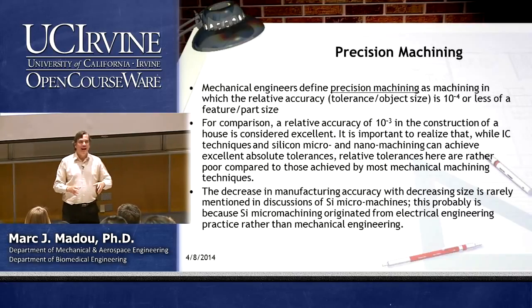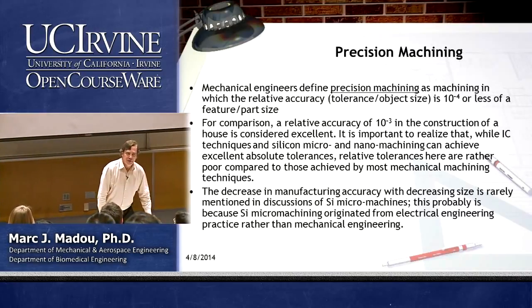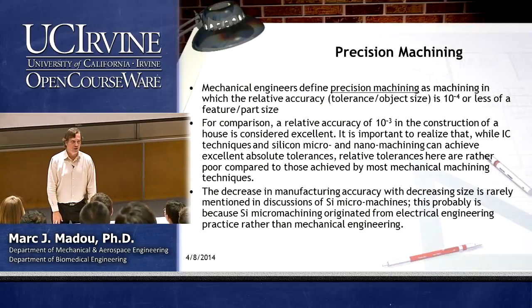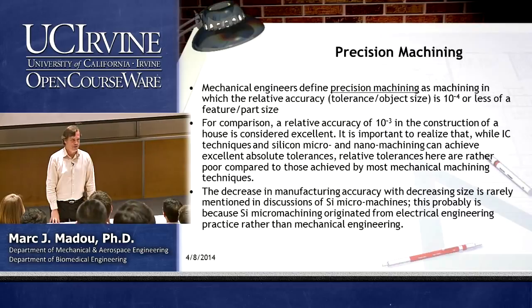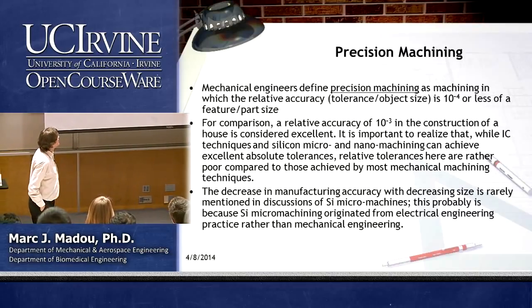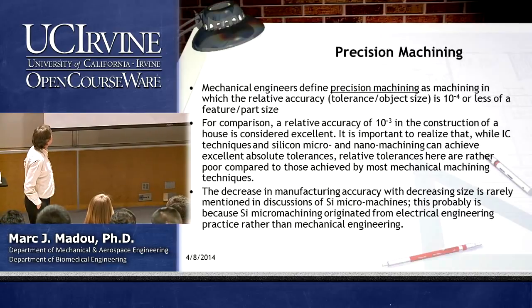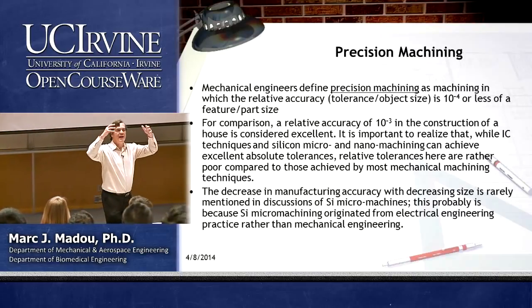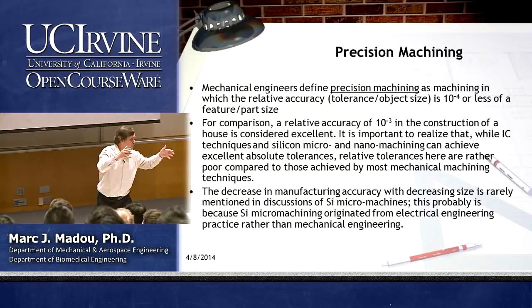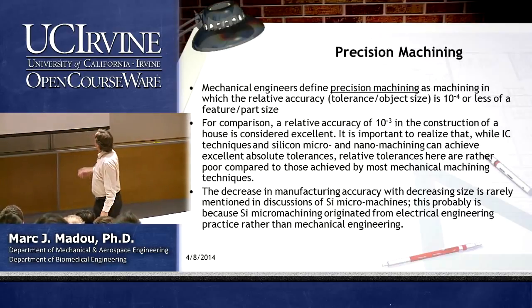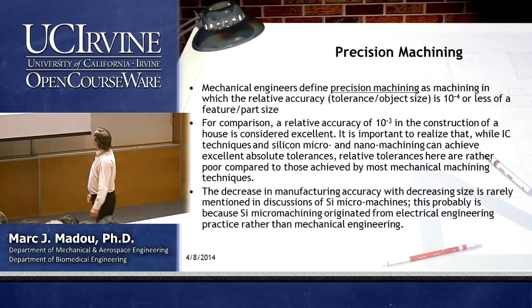So if you have someone bragging, I can make it so very small, you should say, yes, but how good can you make it? What is the relative tolerance? Mechanical engineers define precision machining as machining in which the relative accuracy, which is tolerance over object size, is small. Let's say you have 100 centimeters and you're off by 1 centimeter, relative tolerance is 1%. So it's tolerance over the object size.